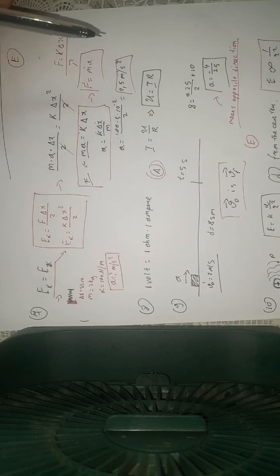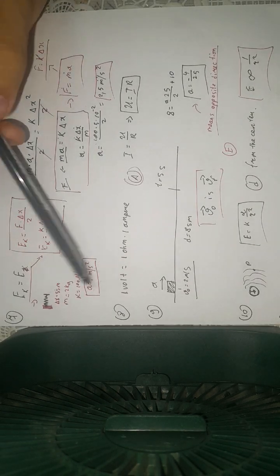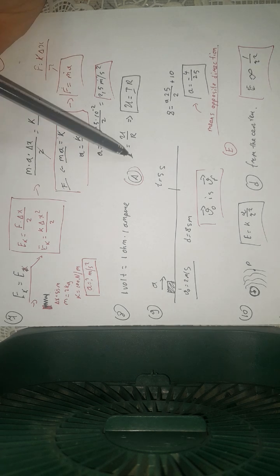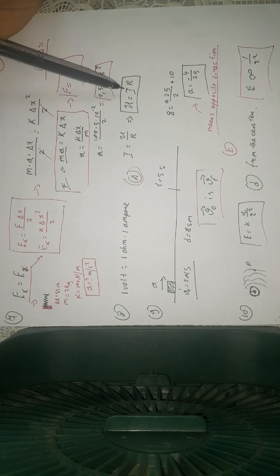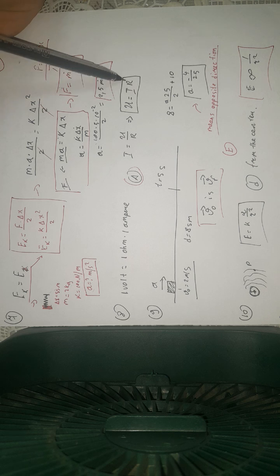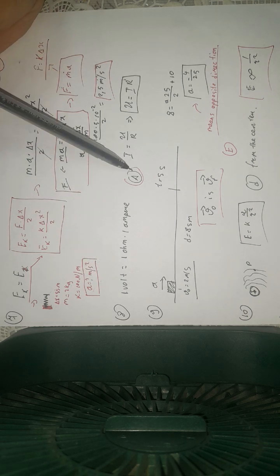So, eighth question says that we have 1 volt. According to this rule, the volt equals ampere multiplied by ohm. So the correct answer is A.